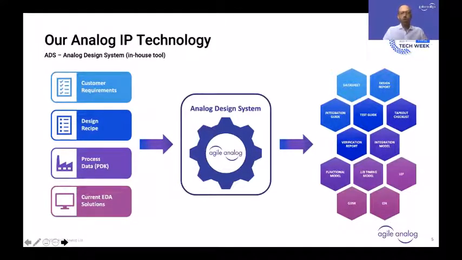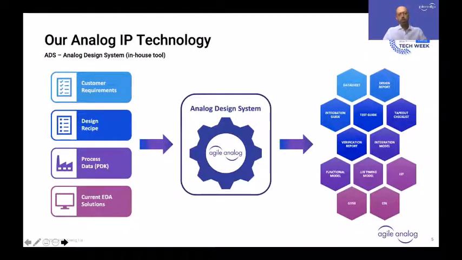So you have the customer requirements, so the exact specifications for that particular block in that application. A design recipe, which is generated by our analog designers, and is valid for a particular type of block. You have the process data, so you can change PDK if you want. And it sits on top of current EDA solutions. So we're not trying to reinvent the wheel in terms of simulators and other tools.